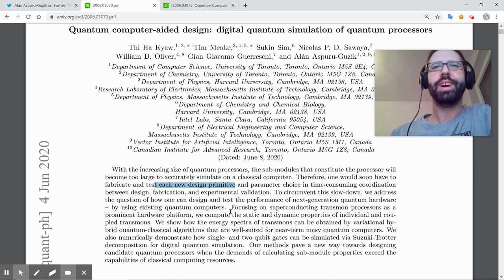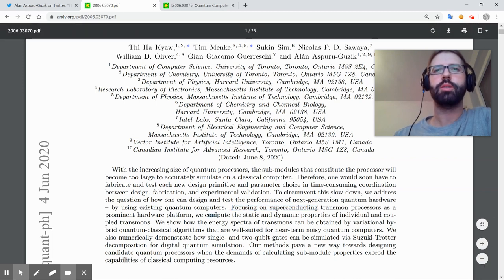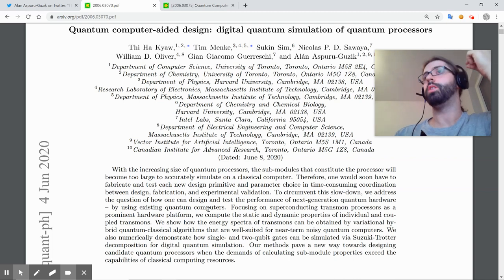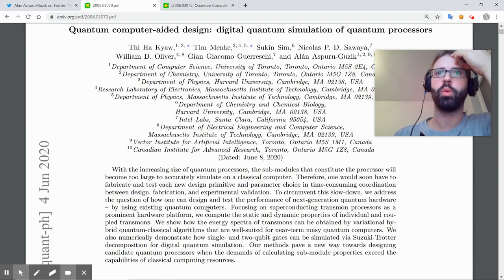That's pretty cool. It's actually funny. Focusing on superconducting transmon processors as a prominent hardware platform, we compute the static and dynamic properties. Okay, so this is what we want to figure out. What are the static properties and the dynamic properties of individual and coupled transmons? So you're simulating the individual qubits or qubit setups. My main interest here is to understand how simulation is used, rather than the design process of a quantum computer, but more how quantum simulation is used for whatever purpose we've got here.